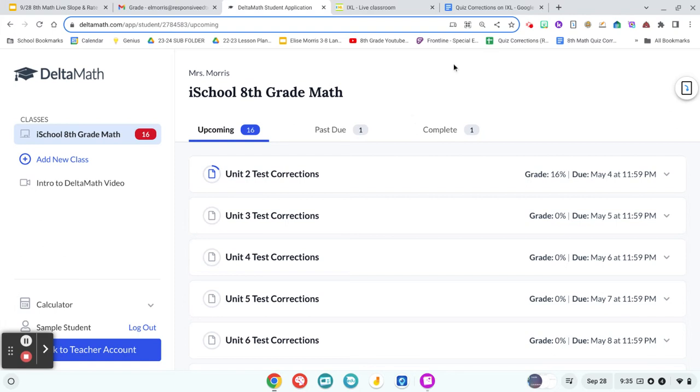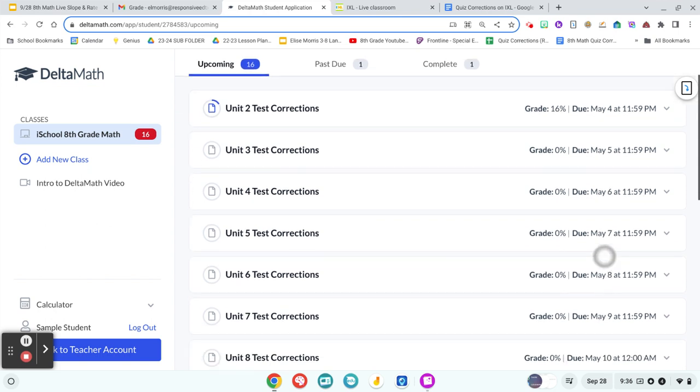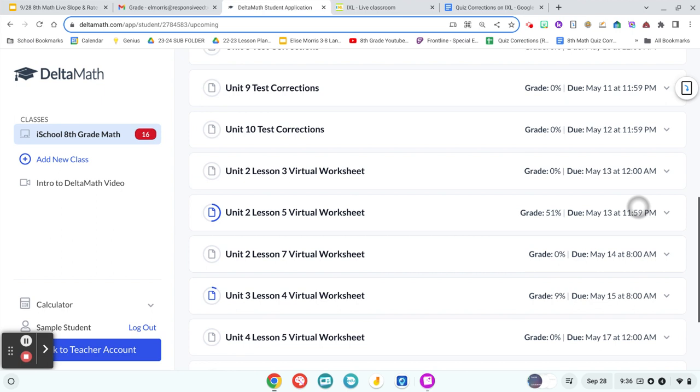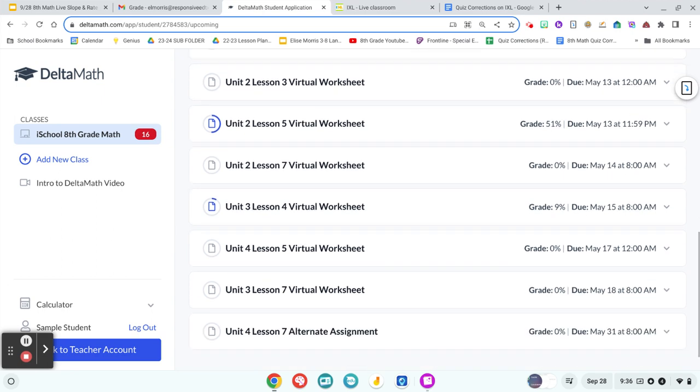Hi guys, I wanted to walk you through Unit 3, Lesson 7, doing the virtual worksheet on Delta Math. All right, so test corrections are at the top, but we've got all the worksheets down at the bottom here. So let's find it. Where did it go? There it is.